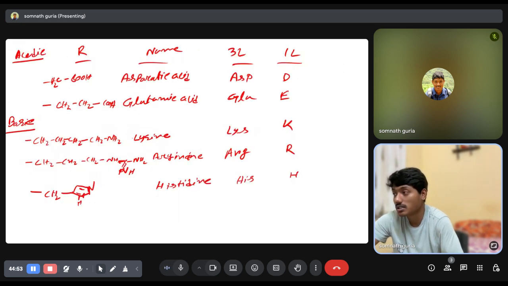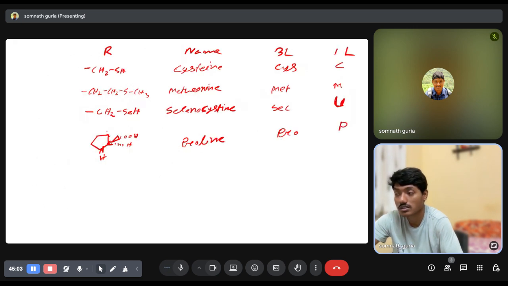Now we have some acidic amino acids, which are aspartic acid and glutamic acid. Basic amino acids are lysine, arginine, and histidine. Some other neutral amino acids are cysteine, methionine, and selenocysteine, followed by proline. Proline is the cyclic amino acid.